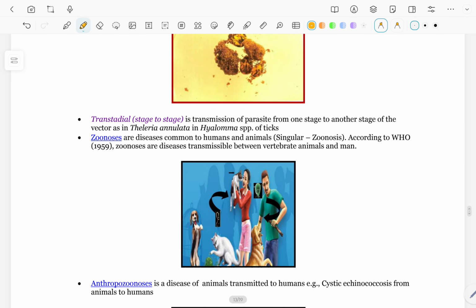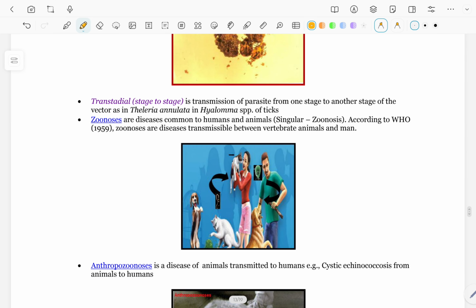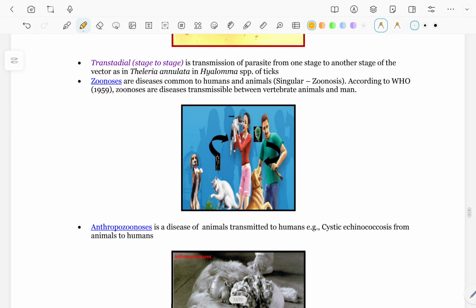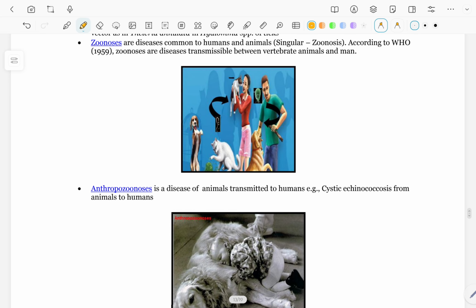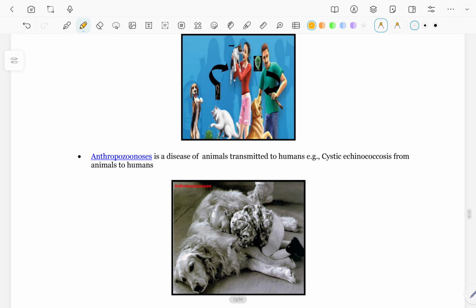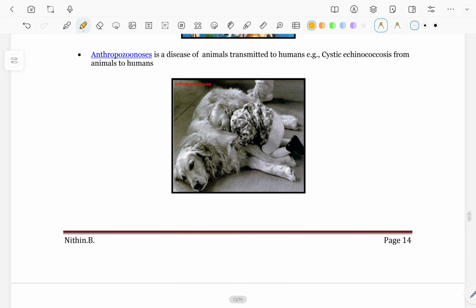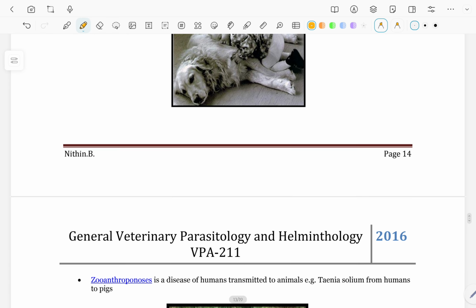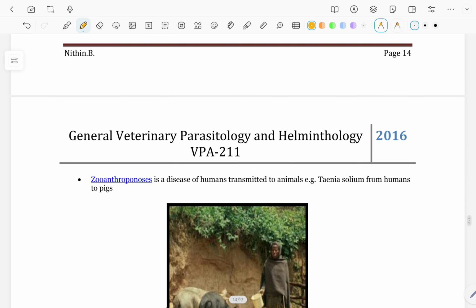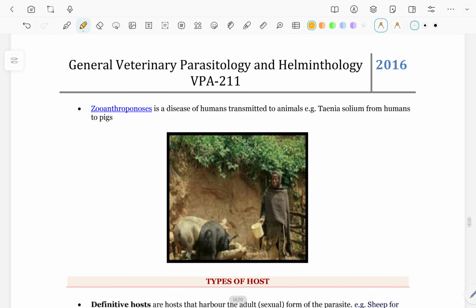Zoonoses are diseases common to human and animal. According to WHO, zoonoses are diseases transmissible between vertebrate animals and man. Anthropozoonosis is a disease of animals transmitted to humans. Example: cystic echinococcosis from animal to human. Zooanthroponosis is a disease of humans transmitted to animals. Example: Taenia solium from human to pig.